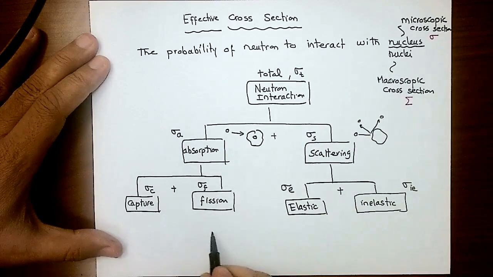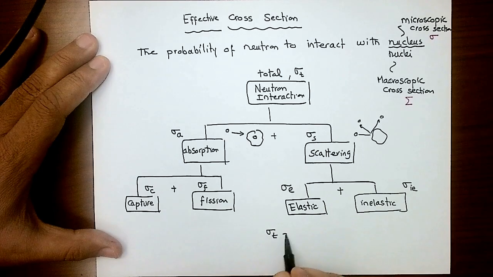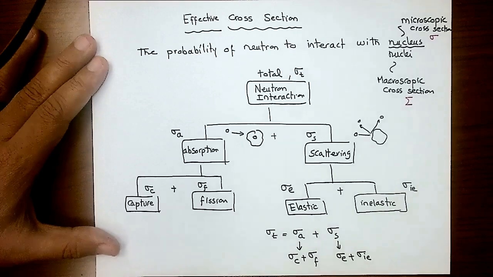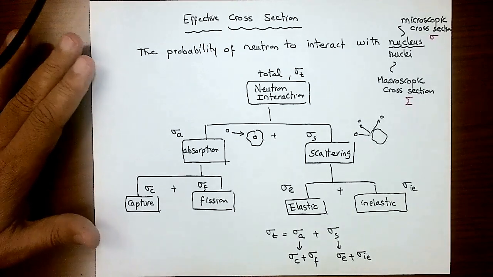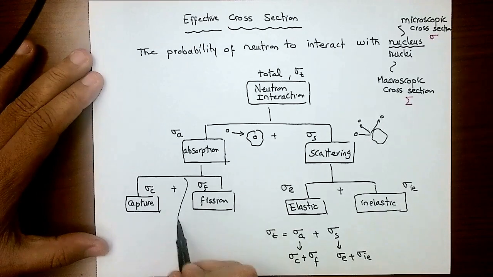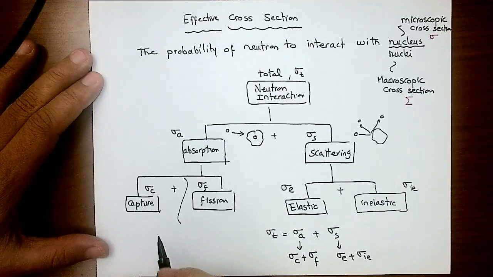So I can say here, sigma total is sigma absorption plus sigma scattering, and sigma absorption itself is sigma capture plus sigma fission, and sigma scattering is simply sigma elastic plus sigma inelastic. Okay, that's the probability by addition here. By the way, there is a third type called transmutation.